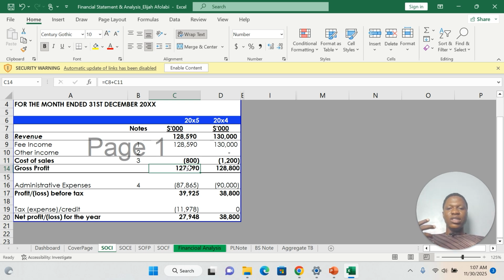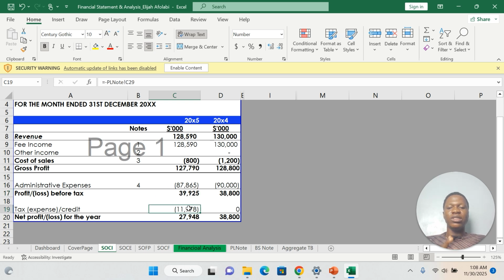We can see in 20x5 gross profit is about $127 million. In 20x4 it is about $129 million approximately. And of course administrative expenses, other expenses that need to be incurred for the purpose of running the business, we can also see what that looks like. It is $7,090 million here, right? And this now shows the profit or loss before tax. It's important, profit or loss before tax.